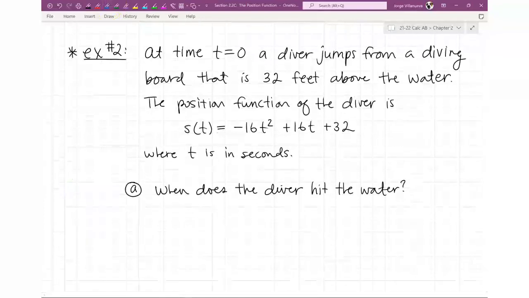So I know that my A value is supposed to be negative 32 feet per second squared. Now notice they already did that calculation for me in the equation because they put negative 16. That's half times negative 32. So they already got the negative 16 there. How fast was this diver moving initially?